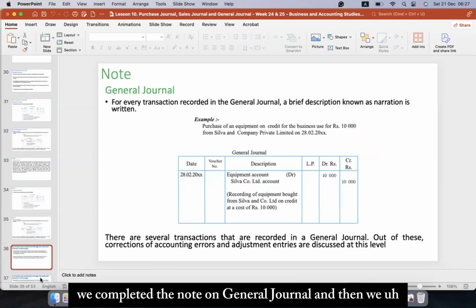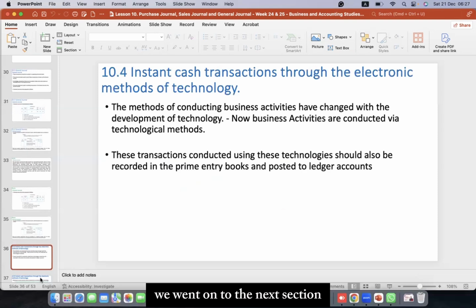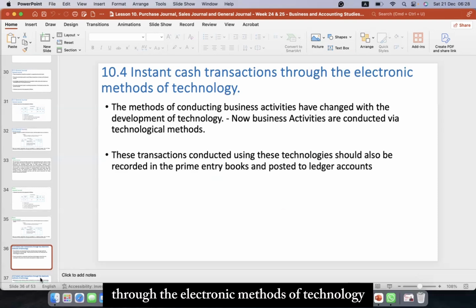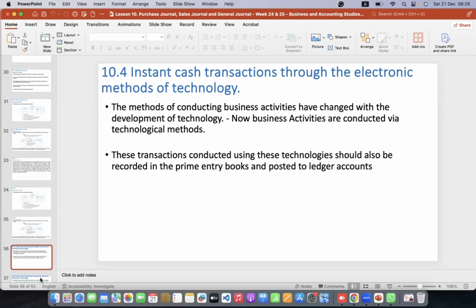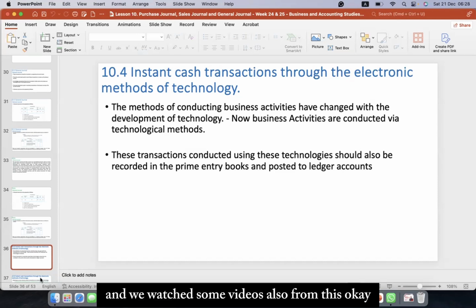We completed the note on general journal, and then we went on to the next section: instant cash transactions through the electronic methods of technology. So we looked at how technology is being used in today's world to improve and do transactions instantly, and we watched some videos also on this. Okay.